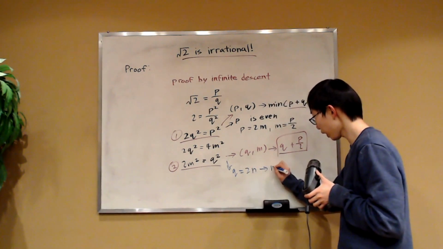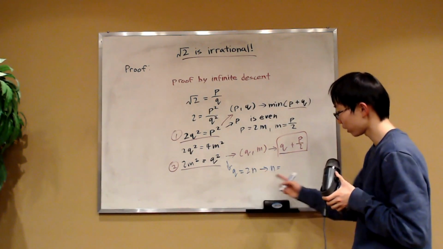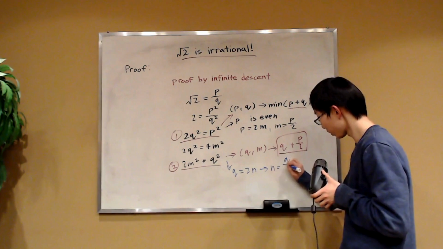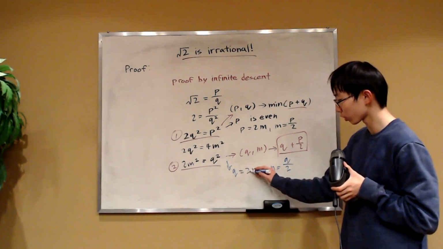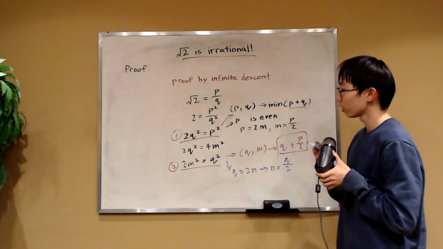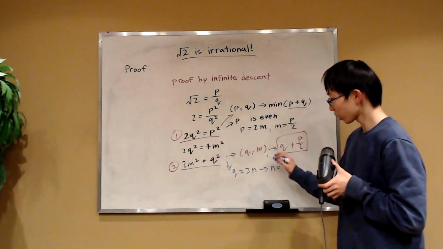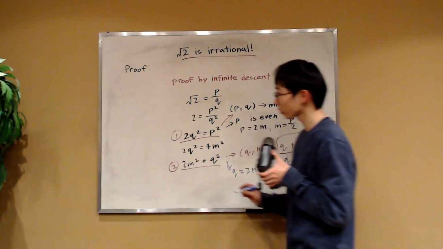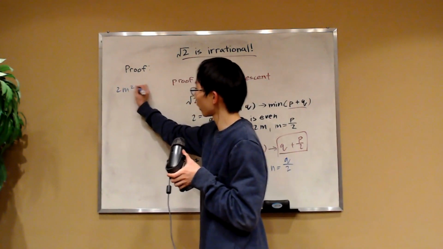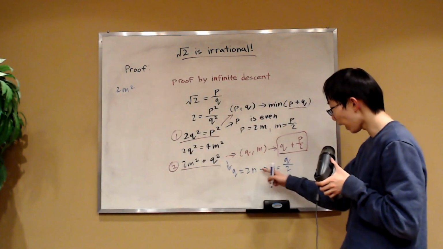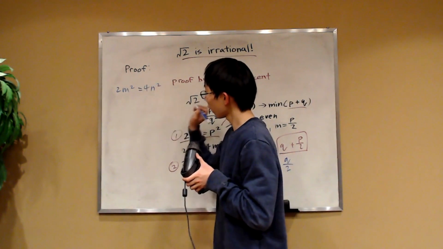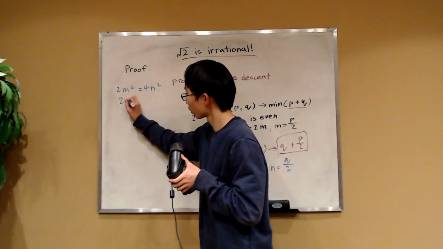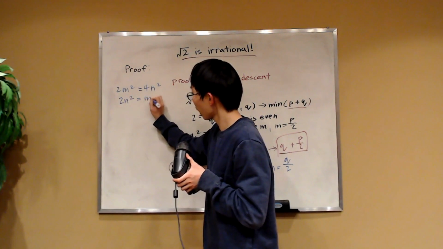And this would mean that q is equal to 2 times n, and n is equal to q divided by 2. Now I'm going to substitute the result of q equals 2n into this equation. So I'm going to use this side of the board. Substituting this into here would yield 2m squared is equal to 4n squared, right? So 4n squared. And dividing both sides by 2 gives us 2n squared is equal to m squared.